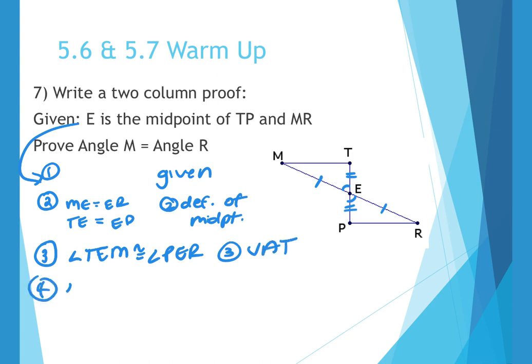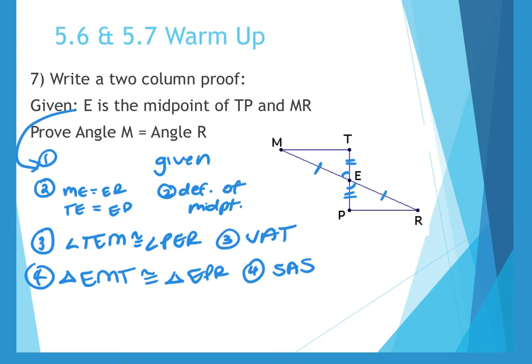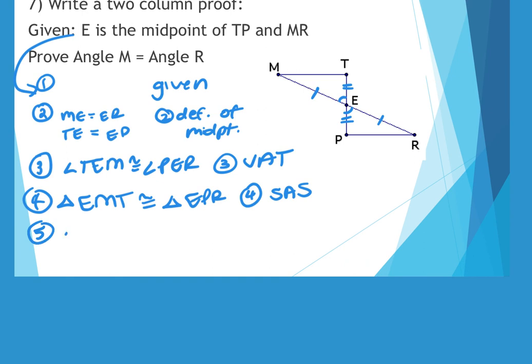So then the triangles are congruent. Triangle EMT is congruent to triangle EPR. Good. Side angle side. And then angle M is congruent to angle R.